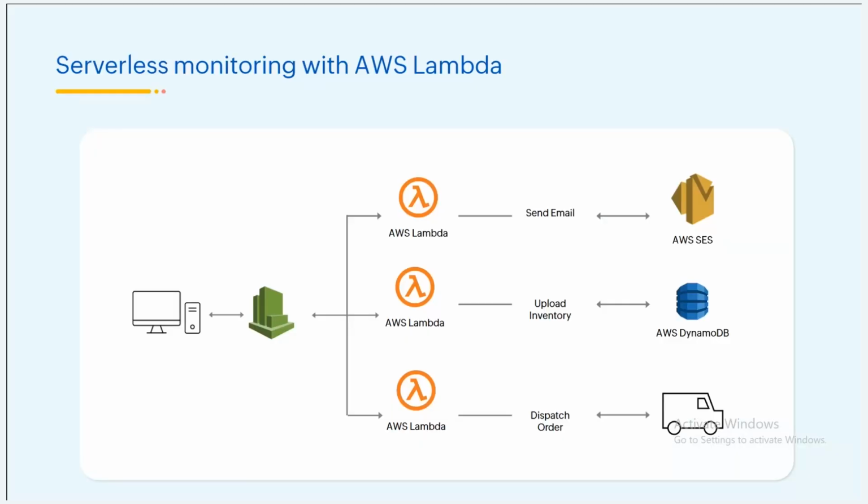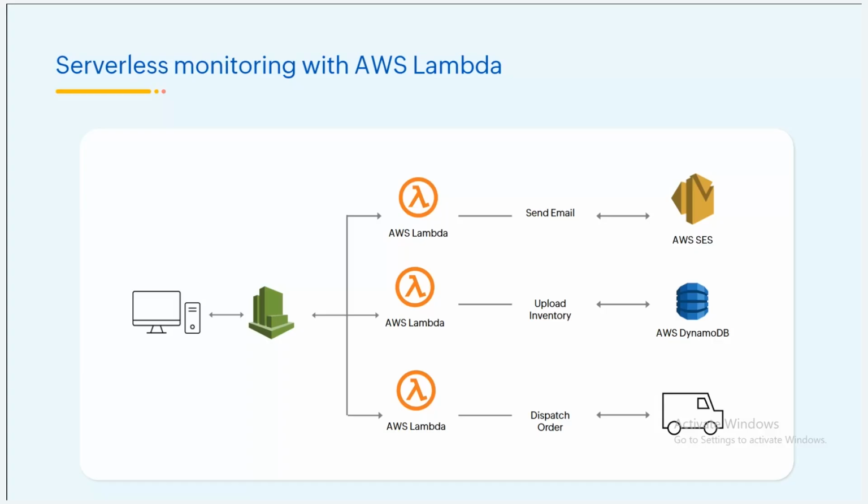Now let's talk about serverless monitoring with AWS Lambda. In the real world, serverless often runs on event-driven architectures. In AWS, that means different Lambda functions handle specific tasks based on triggers. Applications Manager integrates with Amazon CloudWatch to collect and analyze performance metrics in real time.